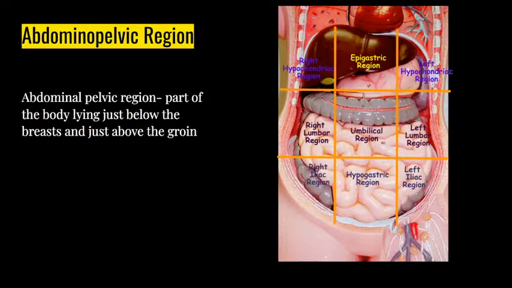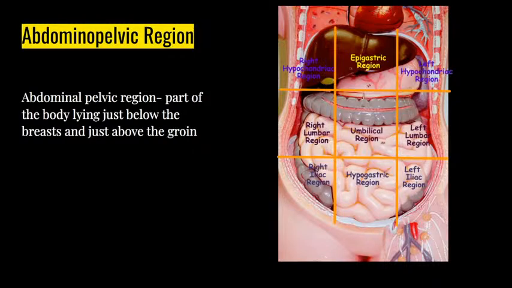The abdominopelvic region describes the part of the body lying just below the breasts and just above the groin. It is a very important region of the body because it contains almost all of the major body organs. The abdominopelvic region is divided into sections using terms that describe a particular location.